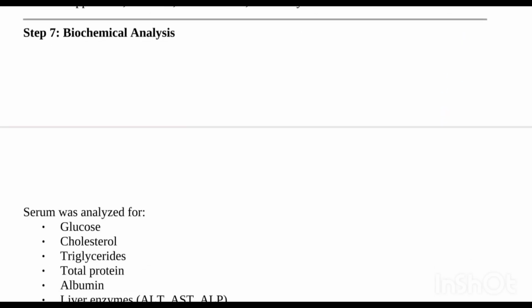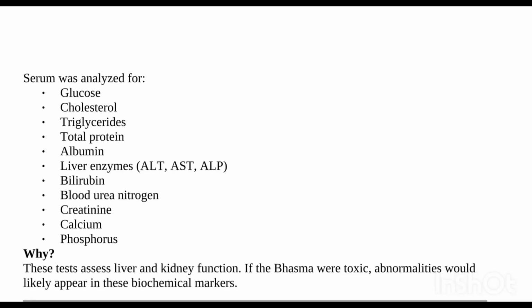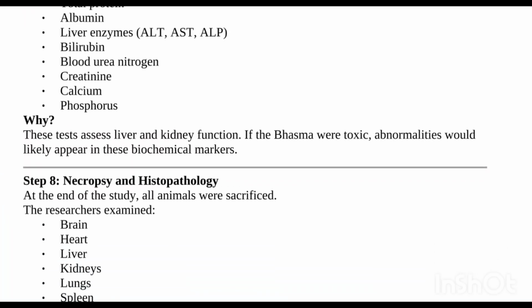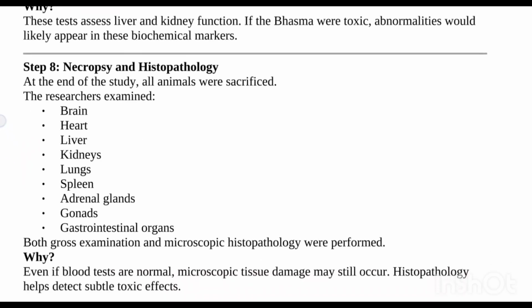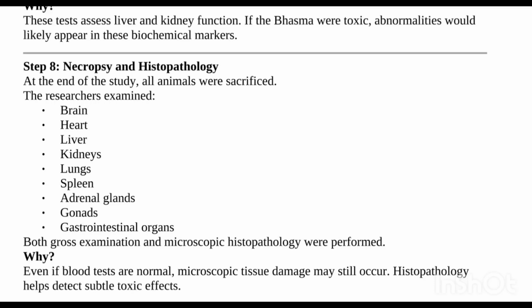In step 7, biochemical analysis, the serum was analyzed for glucose, cholesterol, triglyceride, total protein, albumin, liver enzymes, bilirubin, blood urea nitrogen, creatinine, calcium, and phosphate. Because this test assesses the liver and kidney function, if the bhasma were toxic, abnormalities would likely appear in these biochemical markers.